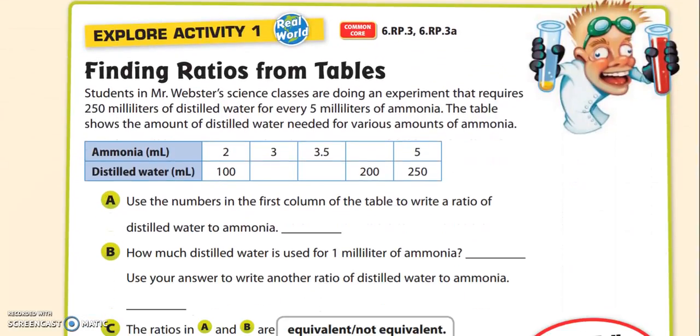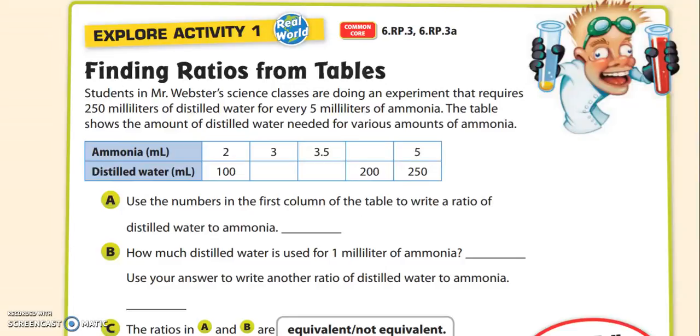So the directions for the Explore activity. Students in Mr. Webster's science class are doing an experiment that requires 250 milliliters, or mLs, of distilled water for every 5 milliliters of ammonia. The table shows the amount of distilled water needed for various amounts of ammonia. If you notice on the table, the top row is the ammonia and the bottom row is the distilled water. And there are some missing terms there, but we can figure those out.